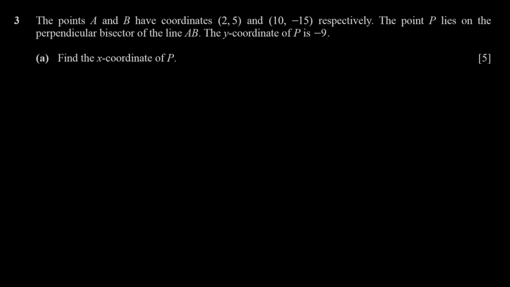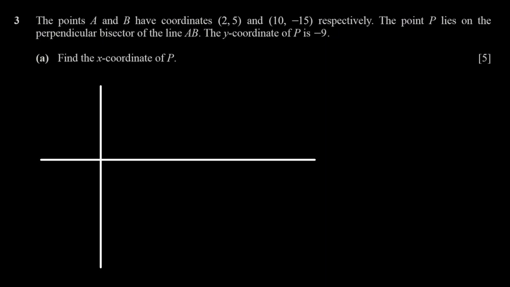Okay, so we're now in question 3. We've got the points A and B with coordinates 2, 5, and 10, negative 15. And we're told the point P lies on the perpendicular bisector of AB, that the y-coordinate of P is negative 9. We want to find the x-coordinate. Now, ordinarily with these kind of questions, I would say the best thing to do is always to sketch it out. And I think that's probably what I'm going to do in this case anyway, even though it may be a little bit redundant. Sketch doesn't have to be super accurate, but it should be clear and able to help you.